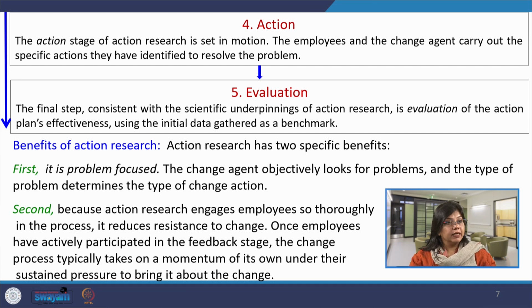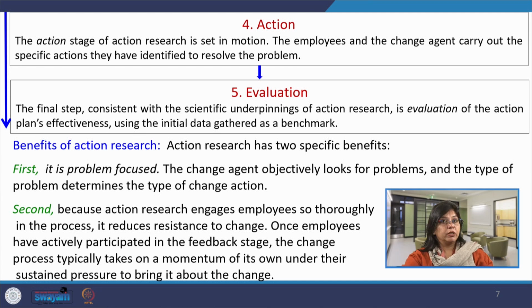Once that action has been taken based on the change plan, the fifth stage comes, the evaluation. This is consistent with the scientific underpinnings of action research. It is evaluation of the action plan's effectiveness using the initial data gathered as a benchmark. So, it is about setting the benchmark and then comparing whatever the problem was identified and, based on the change plan that has been initiated, reaching the next benchmark. It is about the comparison of where the change has led the organization.